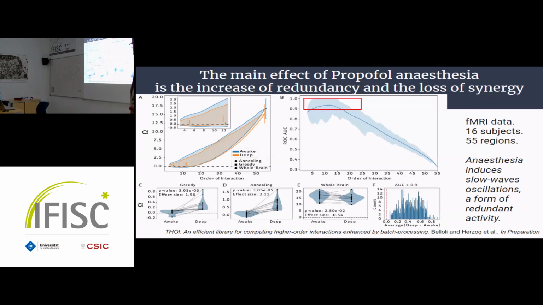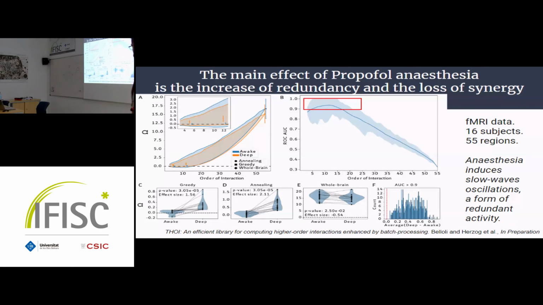And when we look here, we can find that the greedy gives you this type of distribution. Each subject has the two conditions, so it's a pair test. And you can see that these are the levels of O information in the awake. We have some synergistic interactions. And after deep anesthesia, there are no more synergistic interactions, but the O information increases and everything becomes redundant.